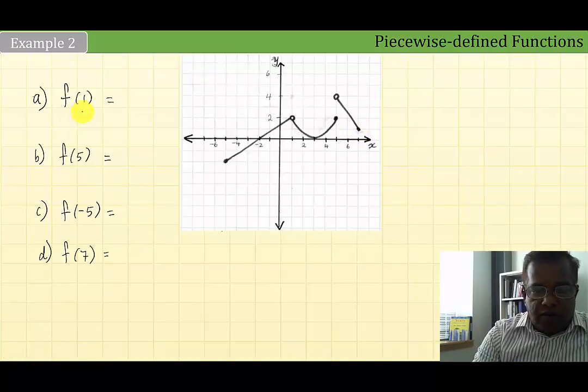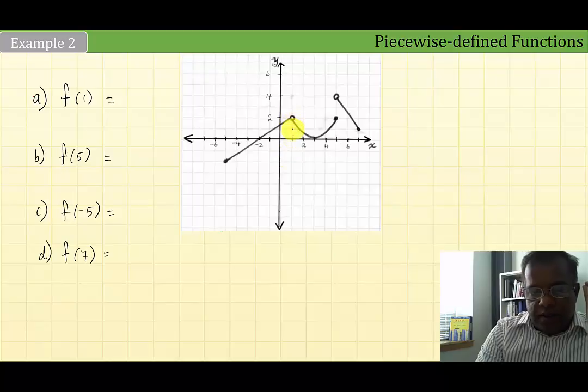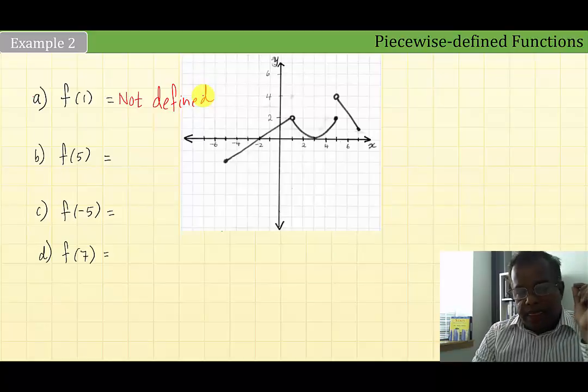Now f of 1 means the x value is 1, so we need to know what the y value is at x equals 1. Now x equals 1 is over here. At that point, this is the place on the graph, but you see there is a hole in the graph, and there is no other colored point on this vertical line x equals 1, which means f of 1 is not defined. It is not defined at x equals 1.